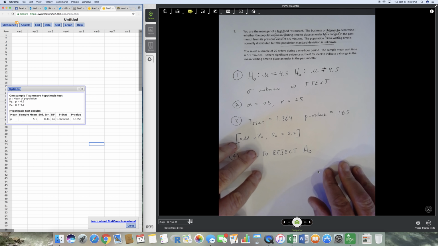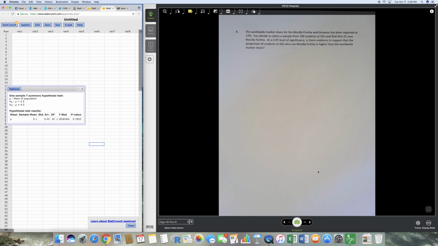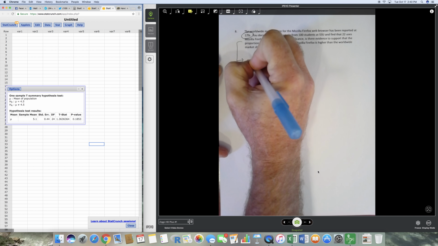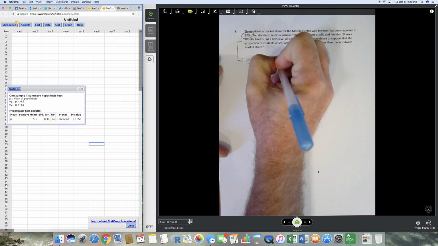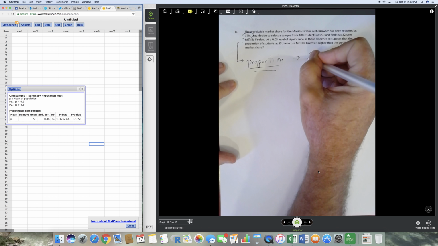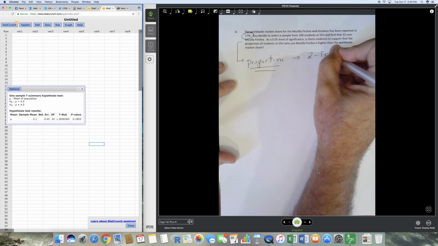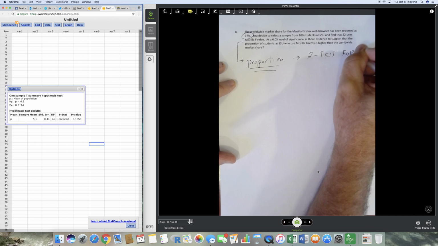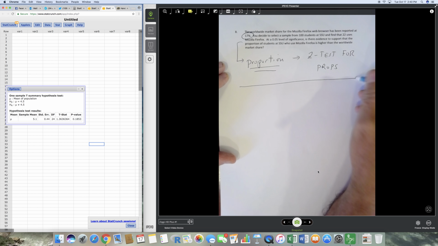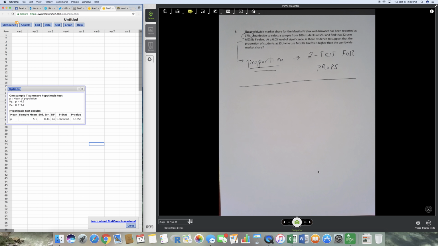All right, guys, let's go on. The worldwide market share for Mozilla Firefox has been reported at 17%. So, guys, right there, when your population is defined by a percentage, you have a proportion problem, and no questions asked, you have a z-test for proportions.